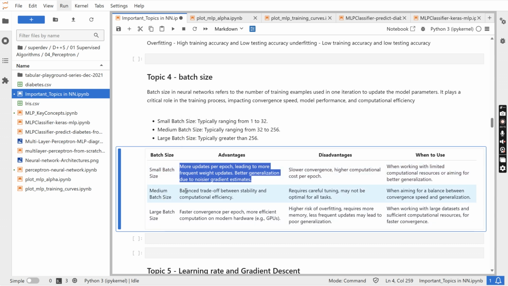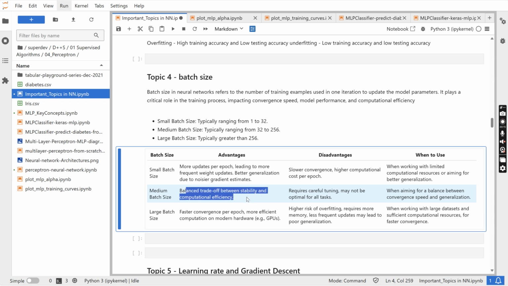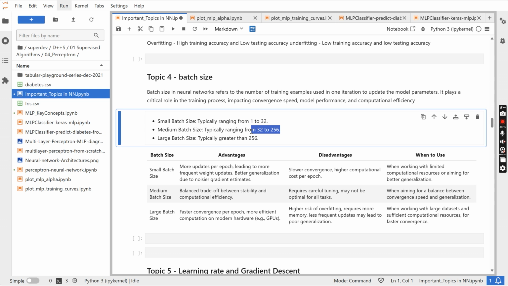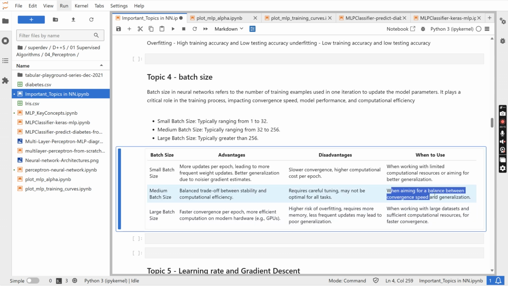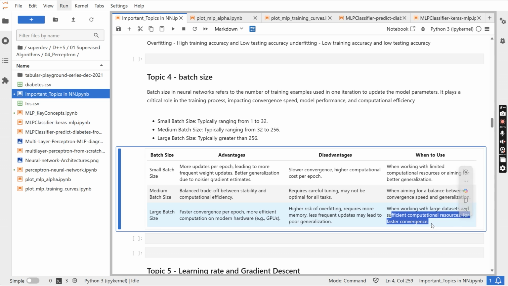Medium batch size you should use when you want stability in the results and computational efficiency. This number could be 32 to 256, and when you are aiming for a balance between convergence speed and generalization, you should use medium. Large batch size you should use if you have sufficient computational resources and you want faster execution. That is when you should use it.